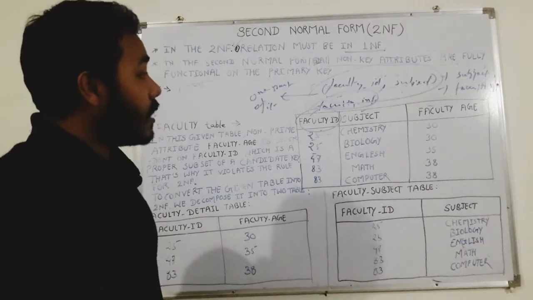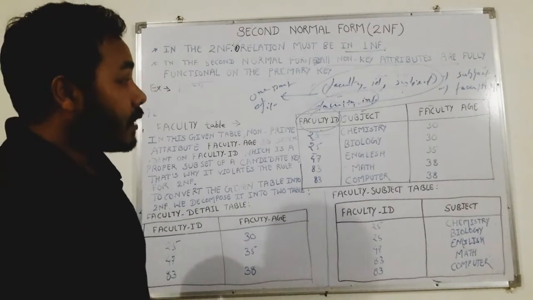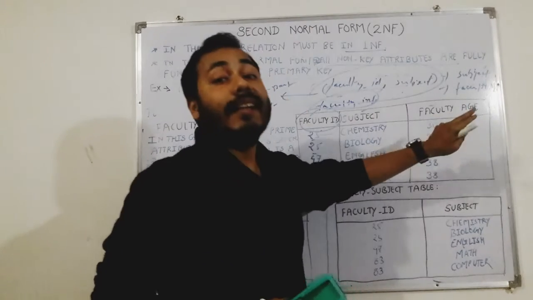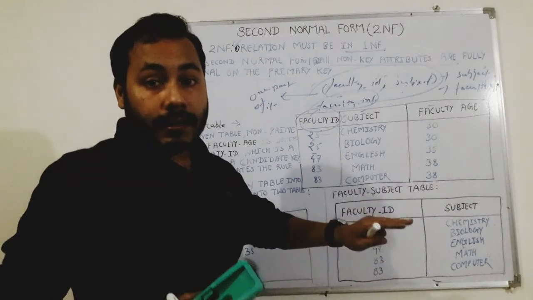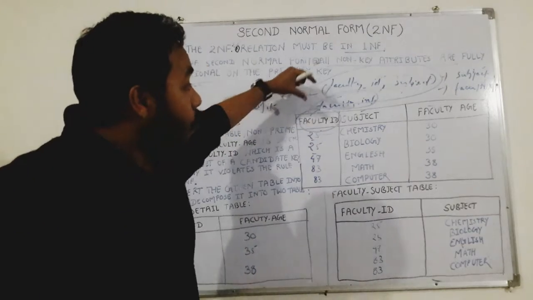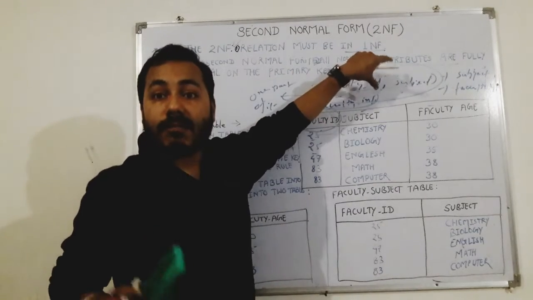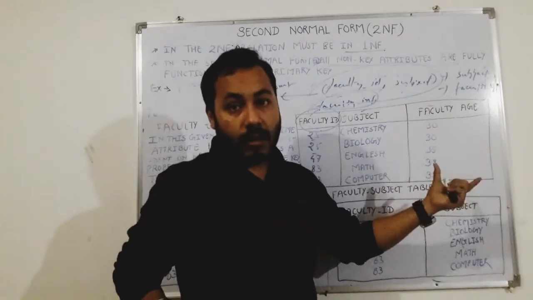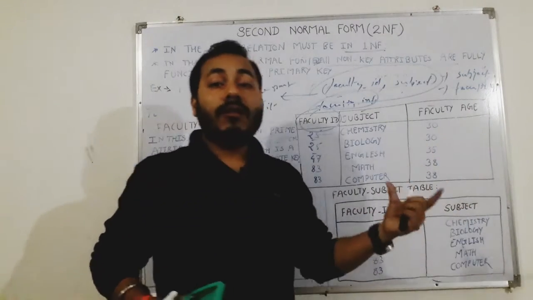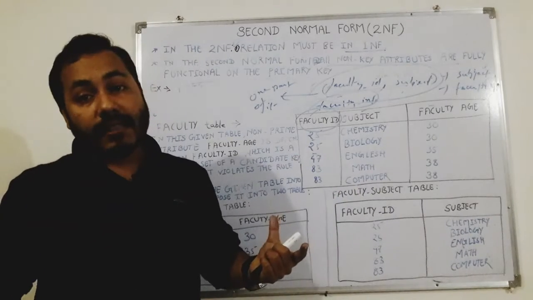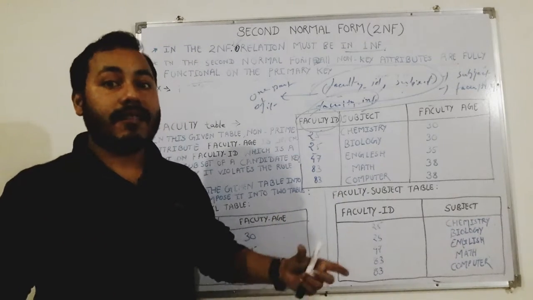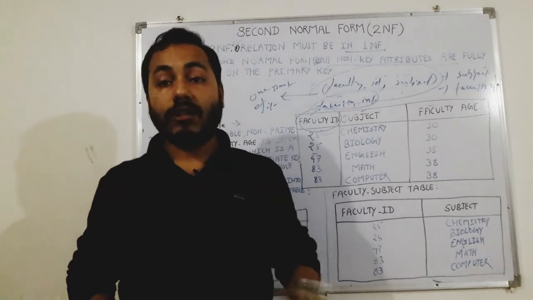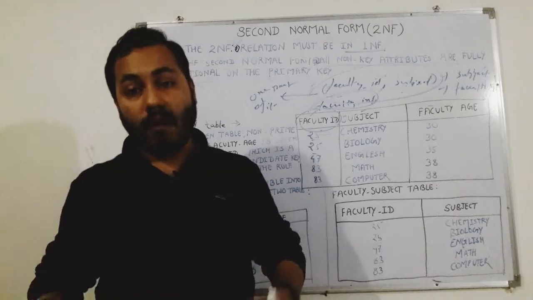But if you look at the table very carefully, you will also find that from the faculty ID itself, you will get the faculty age. That means one part of the primary key, that is faculty ID, is deriving the other attribute, faculty age value. And that is what we call partial dependency technically. So partial dependency exists in this table, so we can't say that this table is in second normal form, although it is in first normal form.